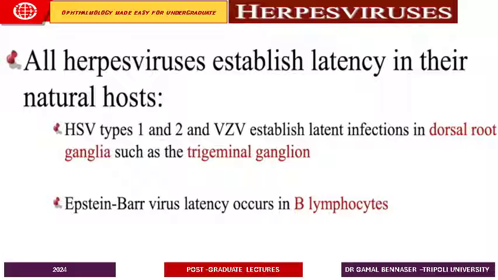Also, for example, Epstein-Barr virus has latency in B lymphocytes. So this is the common feature of herpes viruses: they have double-stranded DNA surrounded by a lipid bilayer envelope, and they also have a tendency for latency in the host, so there is future recurrence under particular situations, and it is closely related to the immune system of the host.